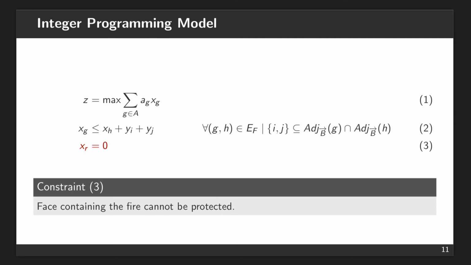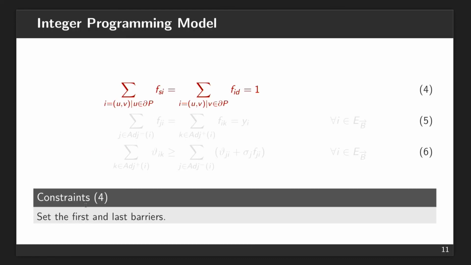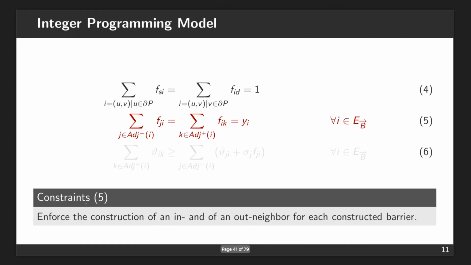Of course, the region where the fire starts won't be protected. And then, of course, you have the flow constraints. Once you construct the barrier, you have to start constructing your barriers from the boundary, so from the vertex s, and then you have to finish constructing your barrier at vertex d to denote the last barrier that is constructed. Then for each barrier, depending on whether it is constructed or not, you have the flow constraint saying that you have to come from some other barrier and you have to go to some other barrier, even if it is the first or the last one.